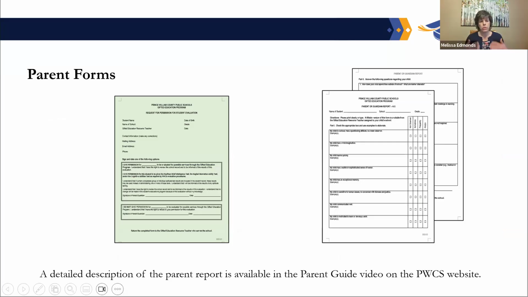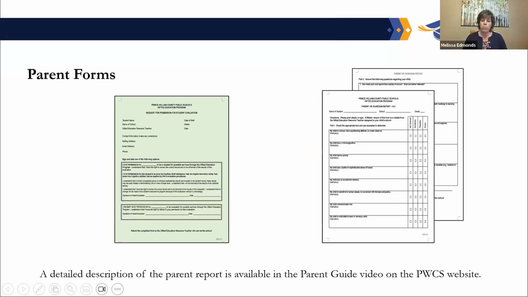When the gifted resource teacher receives the name of a student, either through the referral process or through a universal screening at the school level, the first step is always to contact the parents to get their permission to evaluate the child. So we send home a letter explaining that your child has been recommended for a gifted evaluation, along with the permission form. That's the green form you see here on the screen. And we also send along a parent report. The parent permission, the green form, is necessary. Nothing else happens in the evaluation process until the parents give us written permission to evaluate their child.